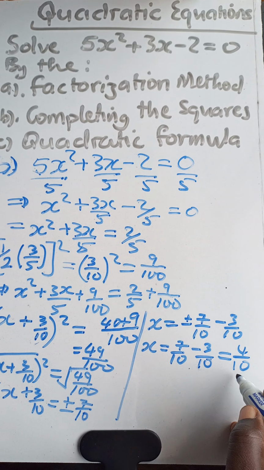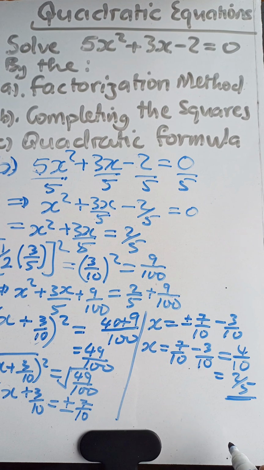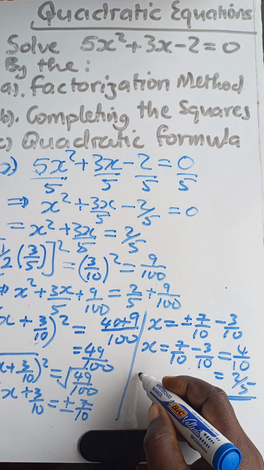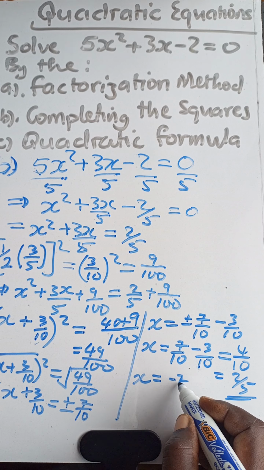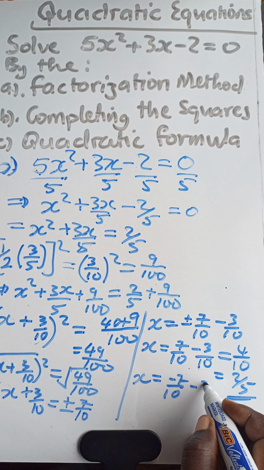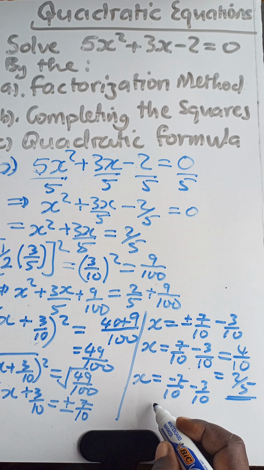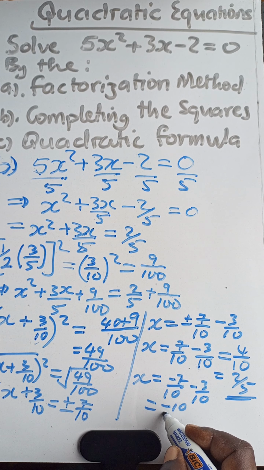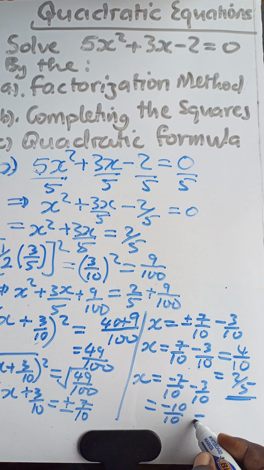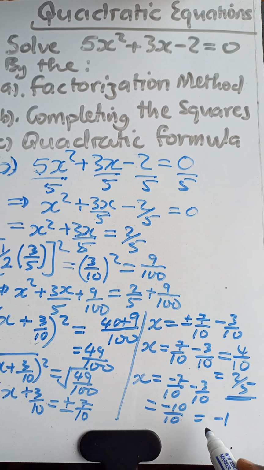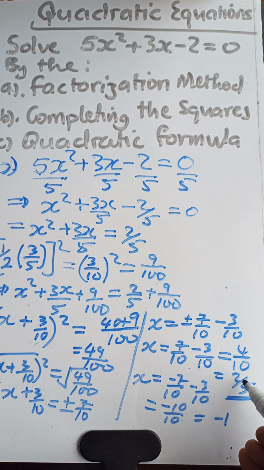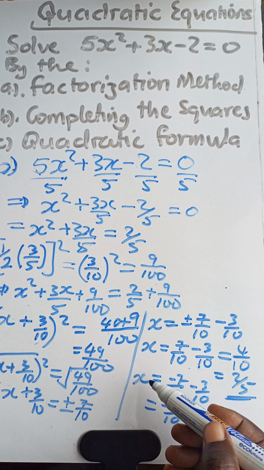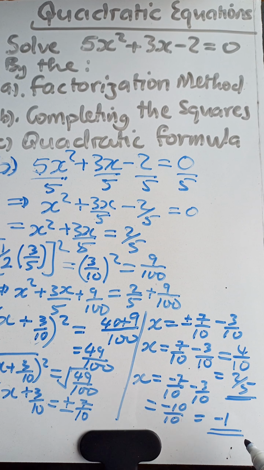4 all over 10 gives us 2 all over 5. That is our first solution. And the second will be, we take the minus, negative 7 all over 10 minus 3 all over 10. Now this gives us negative 10 all over 10, which is negative 1. So again, our solutions are x equals 2 all over 5 and x equals negative 1.